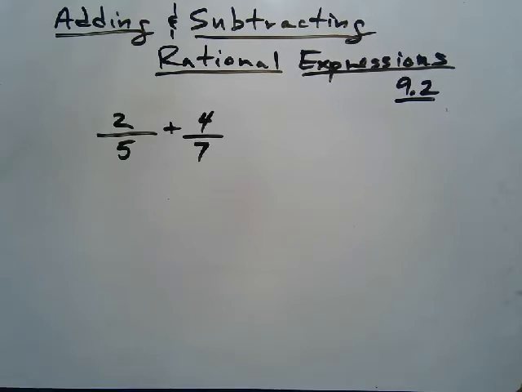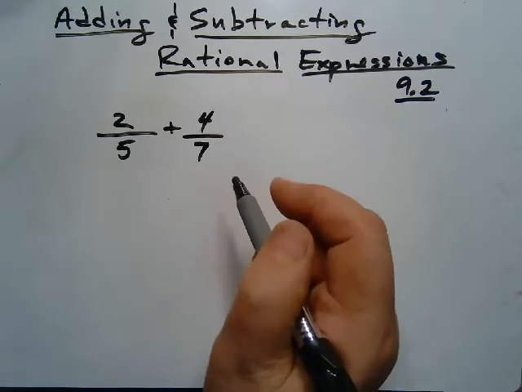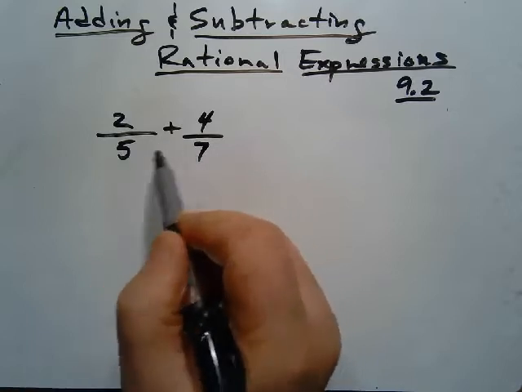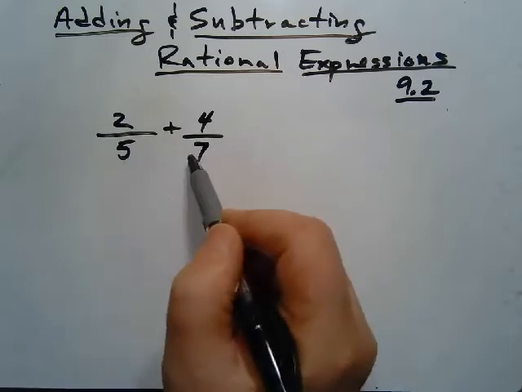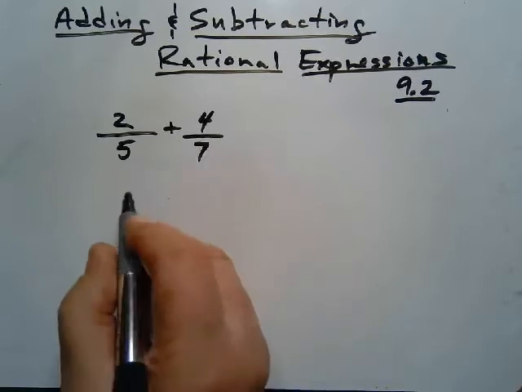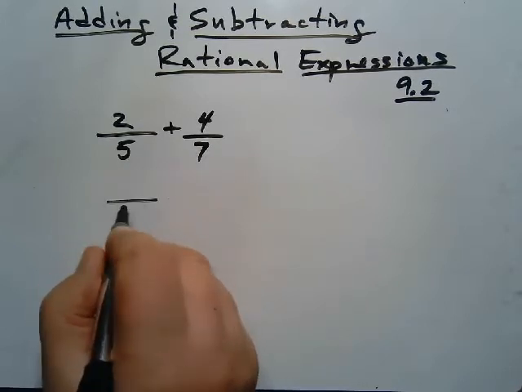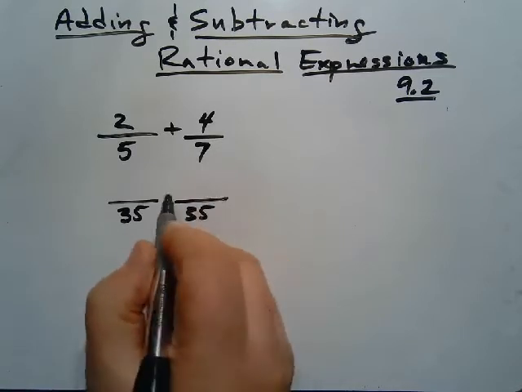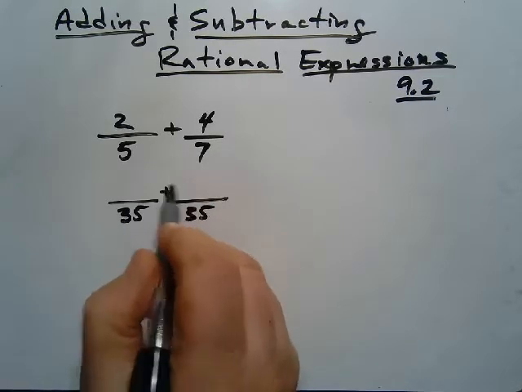All right, so here's a simple arithmetic problem, and we're going to apply these same rules to problems with variables. I need a common denominator, and sometimes the common denominator happens to be just the product of these two. I can see that both of these go into 35. So I'm going to make my common denominator 35. I'm going to put my sign up on the top.